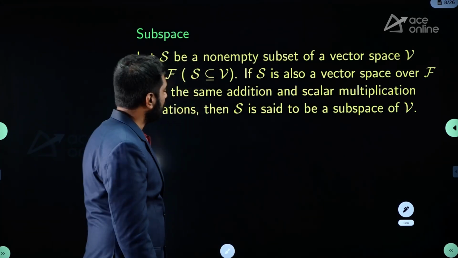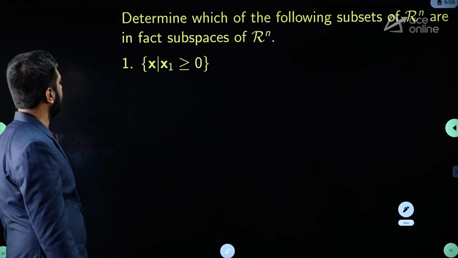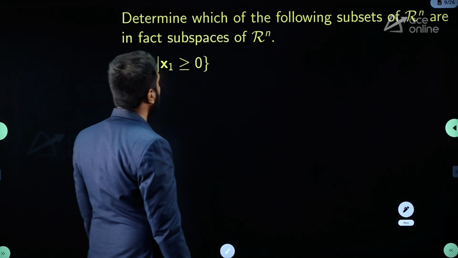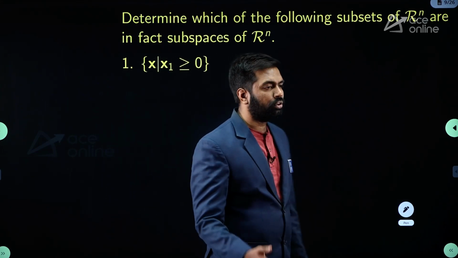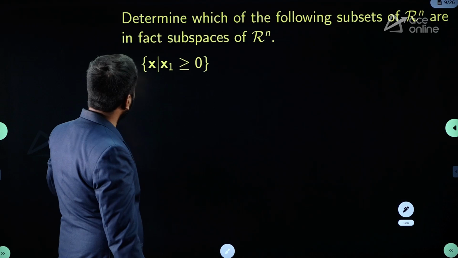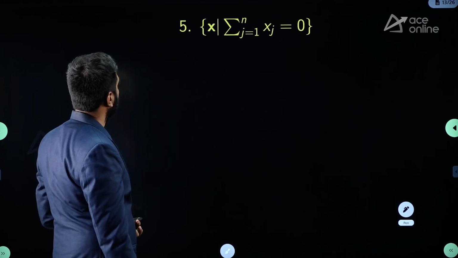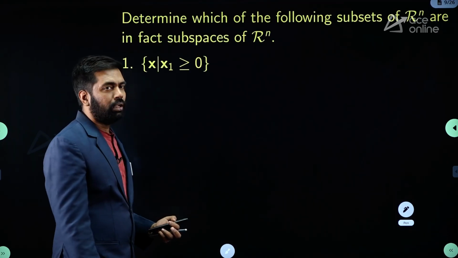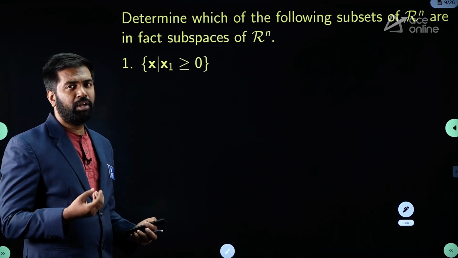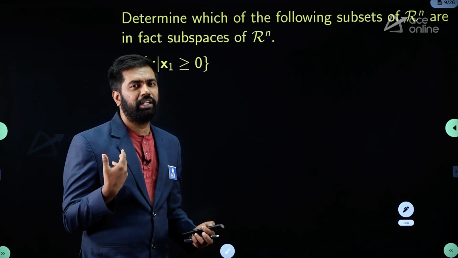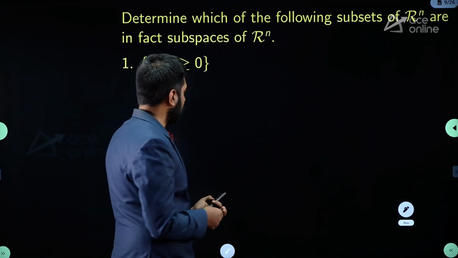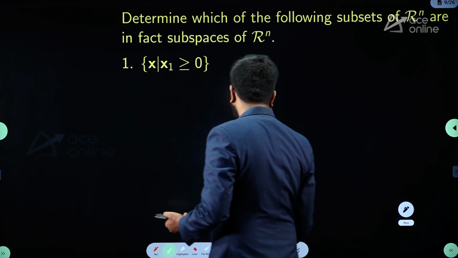Come on, let's take certain problems. Determine which of the following subsets of R power n are in fact subspaces of R power n. So that's the question, and here we have a series of questions like this. We'll solve them one by one. Let's first learn what R power n is, because you will hear this very frequently in your examination or in our discussions. So what is this R power n?